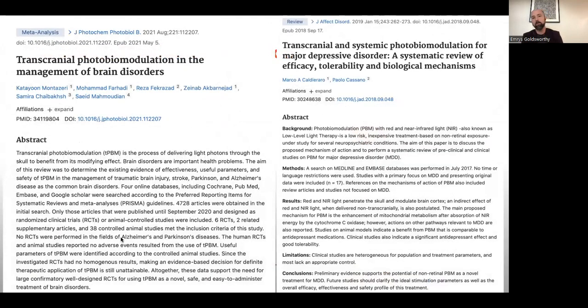So let's look at a couple of studies. On the left, this is a meta-analysis. And basically what it shows, this is a very recent one, 2001. There's no homogeneous results. There's no consistent results in RCTs for brain laser, okay? The evidence-based decision-making, as a result, there's no definitive therapeutic application, according to this.